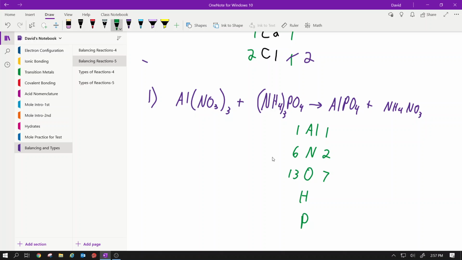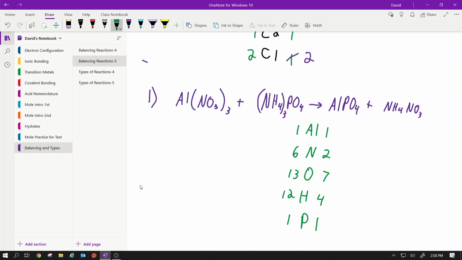Ooh, this is looking a mess. Hydrogen, 4 times 3, 12. Over here, just 4. And phosphorus, 1 and 1. I mean, at least the first and the last one are done. At least the first, and honestly, if they weren't, that's where I would have started.